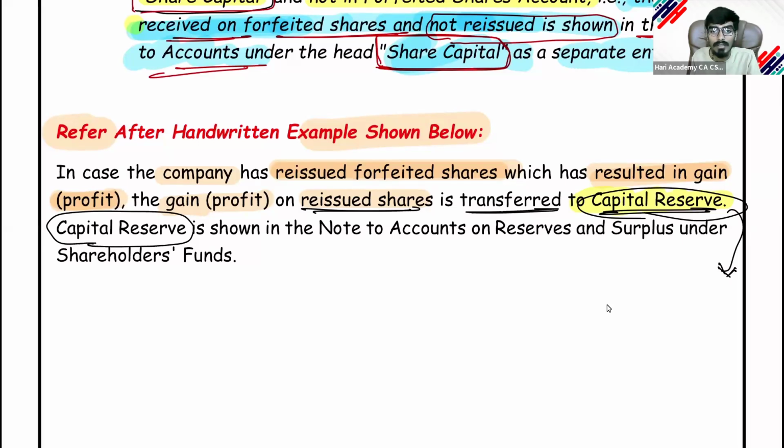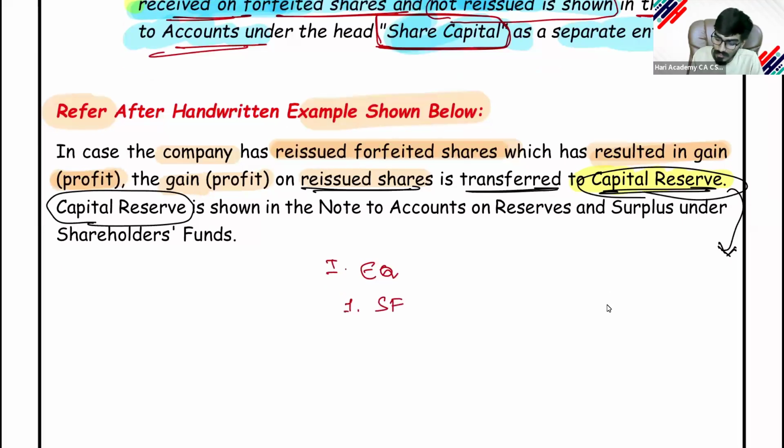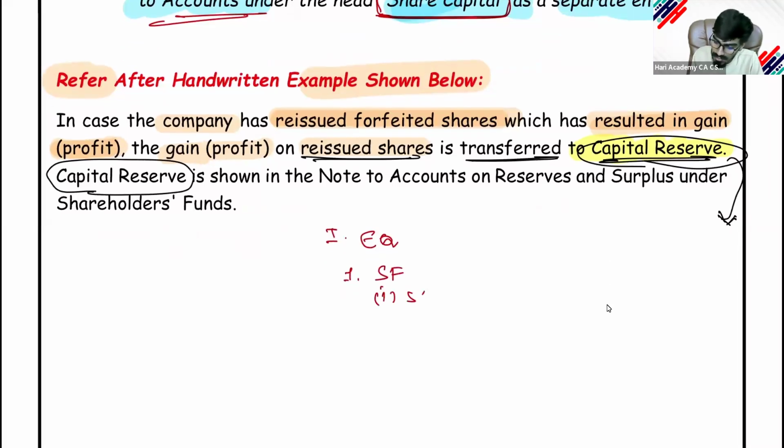Both are profit. But we are showing this as capital reserve under the heading reserves and surplus, under the main heading shareholders' funds, under the part of equity and liabilities: shareholders' funds, share capital, reserves and surplus. Under reserves and surplus, we will show it. The first item will be EQ, part 1. Under EQ, the first one will be SCF, shareholders' funds. Again, the subpart will be SC.